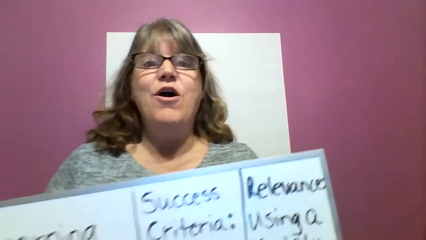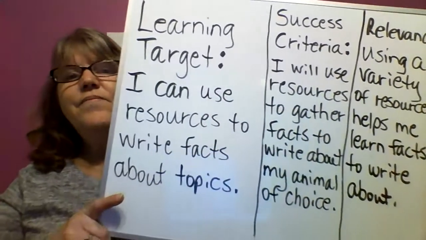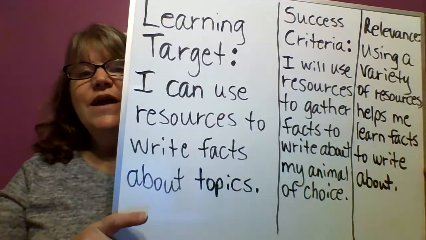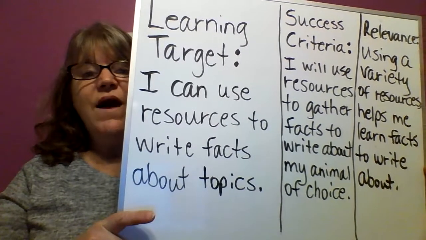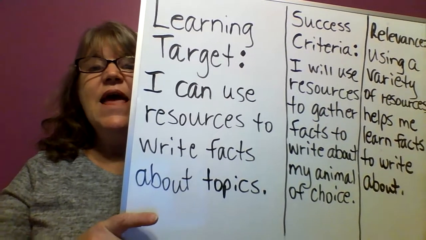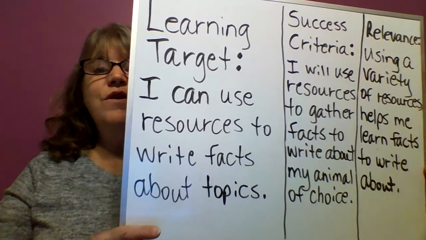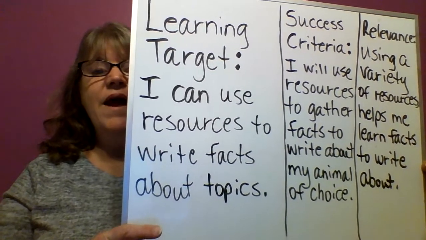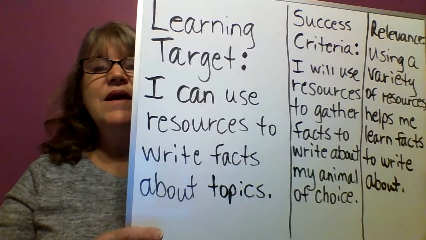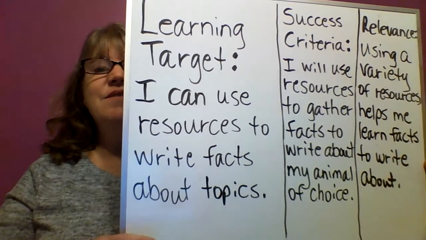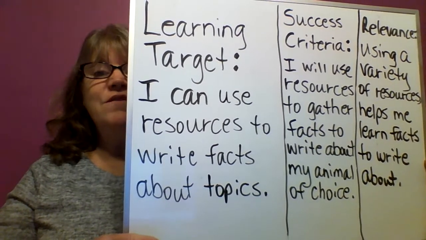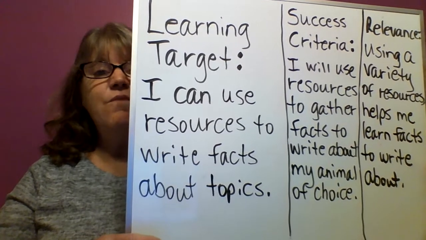So let's talk about our objective. Okay, our learning target is I can use resources to write facts about topics. Our success criteria is I will use resources to gather facts to write about my animal of choice. And the relevance of this is that using a variety of resources helps me learn facts to write about. So we are talking nonfiction. We're talking about animals and we're finding real information about them, real facts.